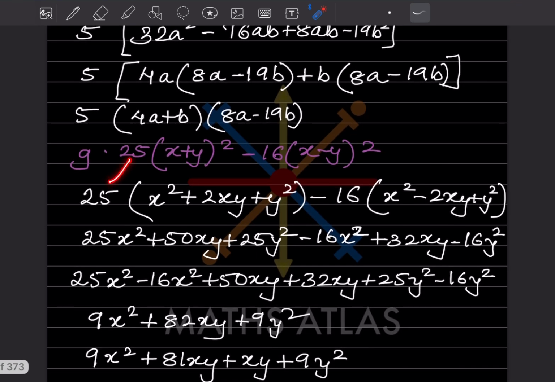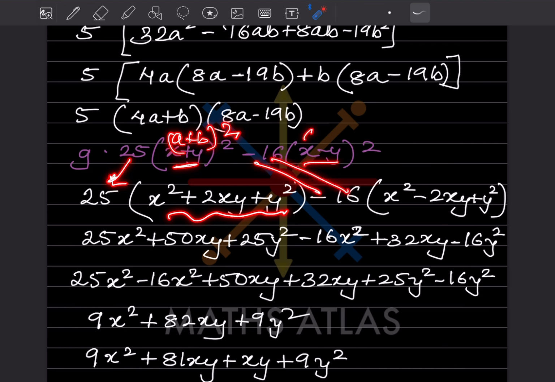Now again for this one, keep the same. This we are going to expand it. So (A plus B) whole square is going to be A square plus 2AB plus B square. This stays the same. Again, this is in the form of (A minus B) whole square. That is A square minus 2AB plus B square. So this is the answer for this one.